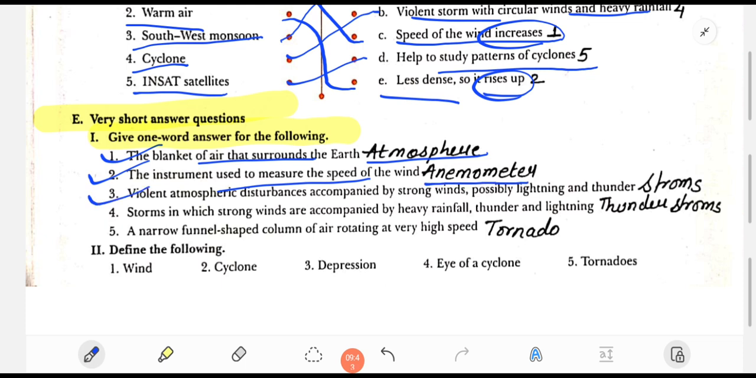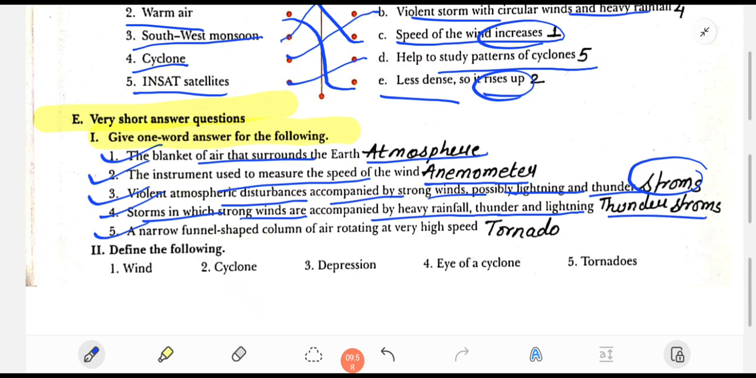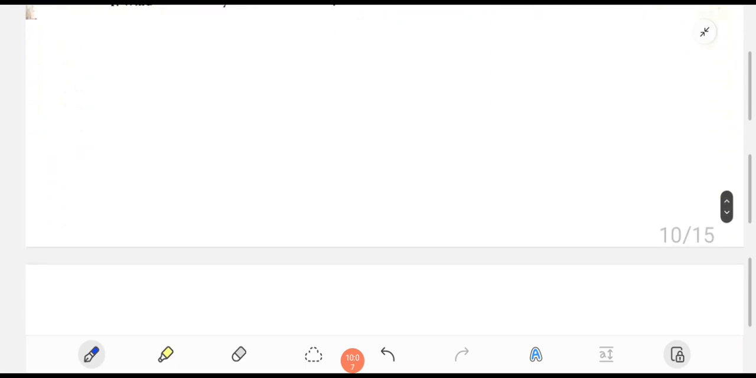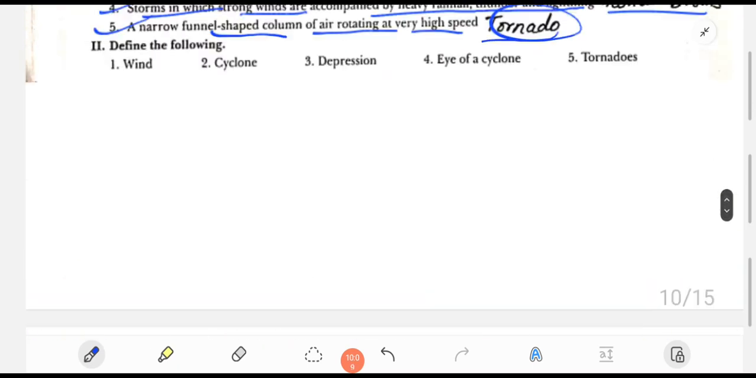Then question number 3, violent atmosphere disturbance accompanied by strong wind, possibly lightning and thunder, it is storm. Then next is storm with a strong wind accompanied by heavy rainfall, thunder and lightning. It is thunderstorm. Then fifth is a funnel shaped column of air rotating at very high speed. It is tornado. So hope so this chapter is clear to you all.